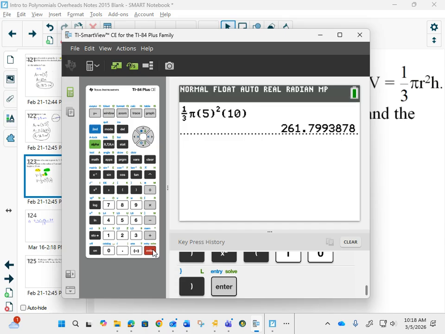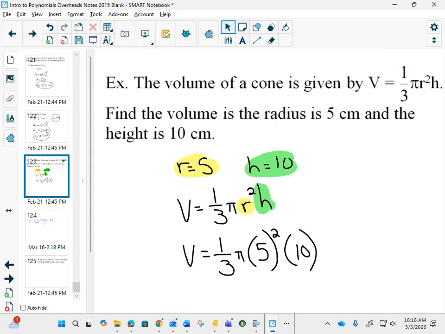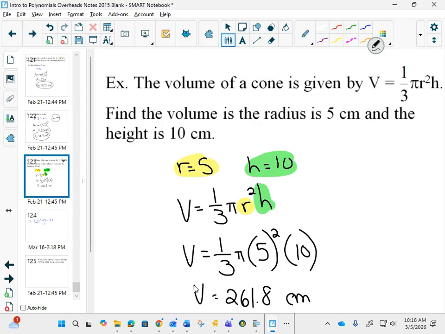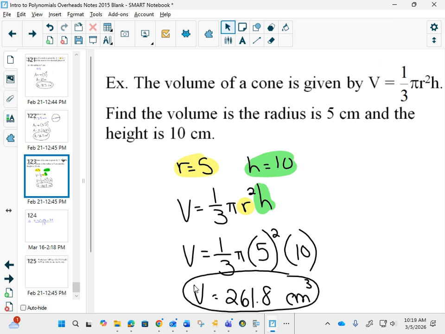261.8. That's crazy. I was just trying to figure out without the pi. Like 1/3 of 250 is what? What is 1/3 of 250? 83.3 repeated. Okay, so I said 80 something. And this is volume, which is centimeters cubed. All right, I'll end the video here.